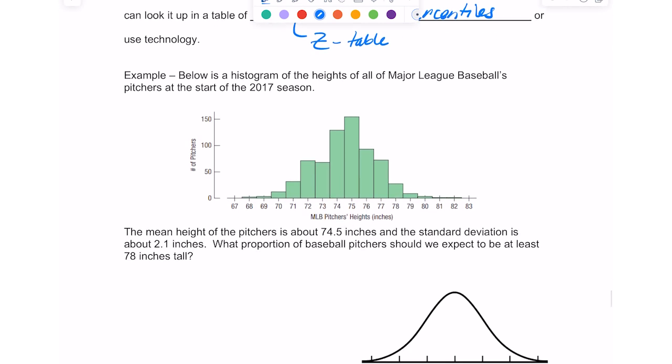So below is a histogram of the heights of all Major League Baseball's pitchers at the start of the 2017 season. The mean height of the pitchers is about 74.5 inches, and the standard deviation is about 2.1 inches. I want to know what proportion of baseball pitchers we should expect to be at least 78 inches tall.